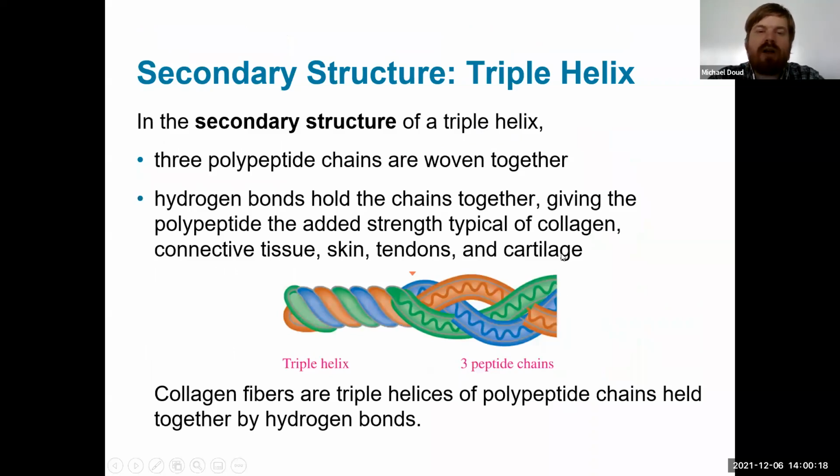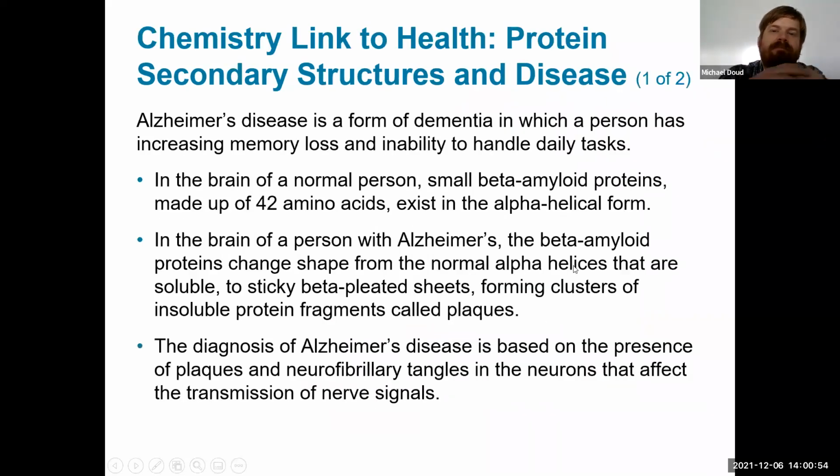Okay, so now there's one other type here. There is also what's called a triple helix. This is not really as important. This is where you take three polypeptide chains and they weave together in these ways here. Hydrogen bonds are basically holding these chains together in the same way. Now, this toughness is particular to structural proteins. So think of collagen, or anything else like connective tissue, like tendons, skin, and cartilage, because the connections are very strong. Collagen fibers are these triple helices, and it holds all three of these together through hydrogen bonding.